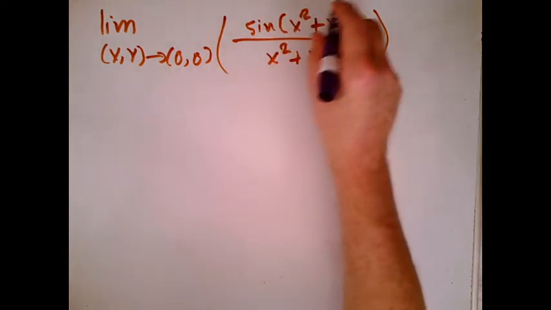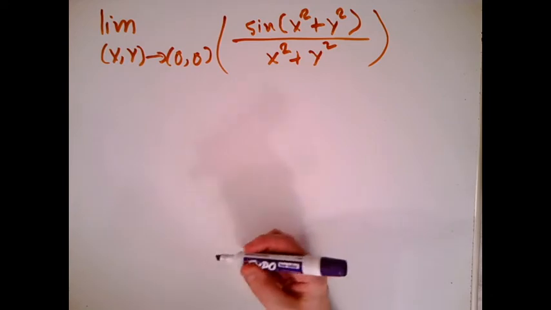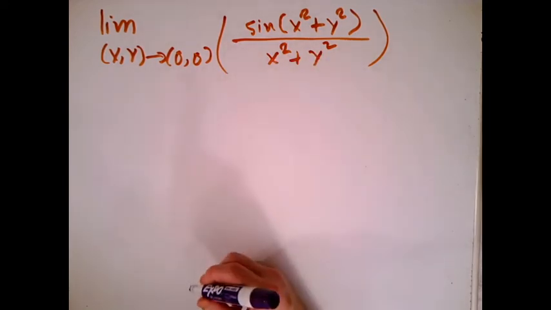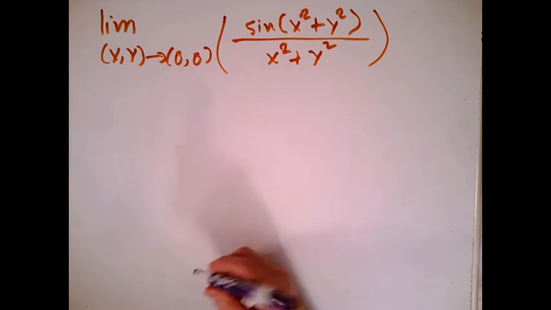If I put a 0 in for x and a 0 in for y, I get the sine of 0. The sine of 0 is 0, so I get a 0 on top. If I put in a 0 there and a 0 there on the bottom, I get 0. So what I get is 0 over 0. The next step in Calc 1 is to try to do some algebra.